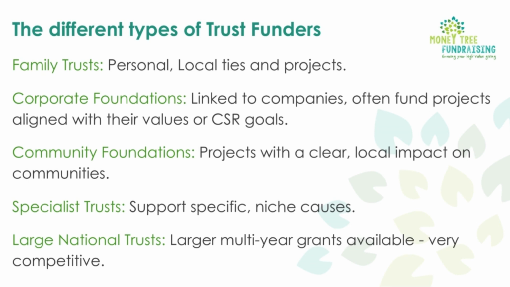Specialist trusts support specific, often niche causes, focusing on one or two main areas. They can have a more in-depth application criteria for you to consider, and usually a more formal application process. National trusts often offer large multi-year grants and have a more formalised application process with one or more stages, which can be very competitive. Let's have a closer look at those different types of funders and some of the key players you might come across.